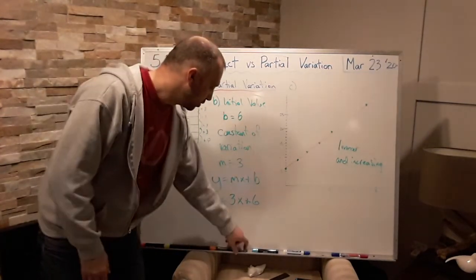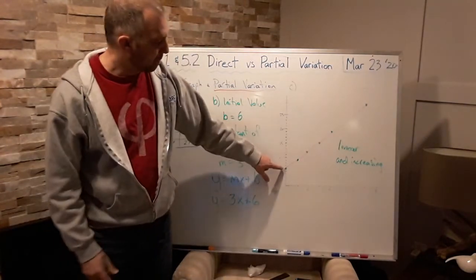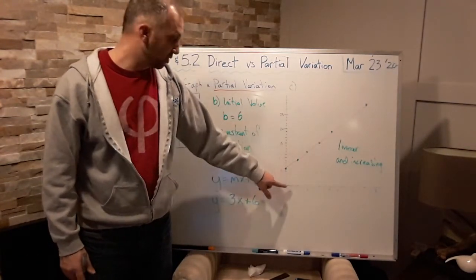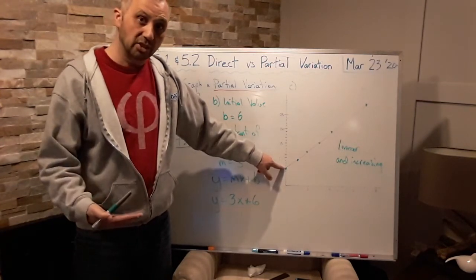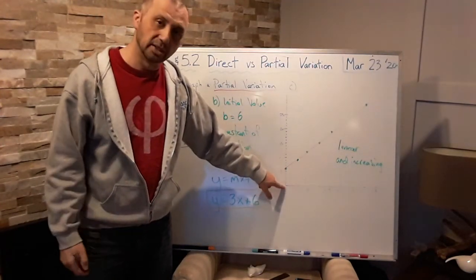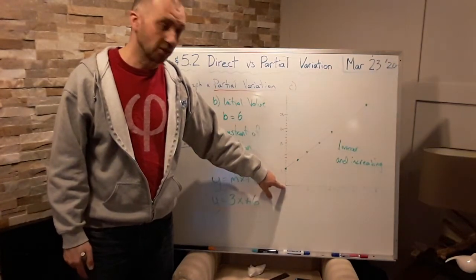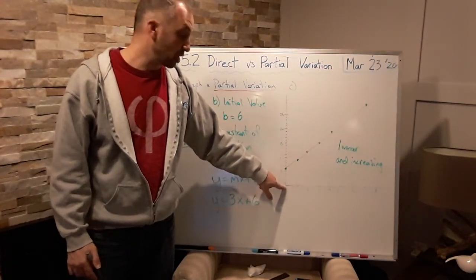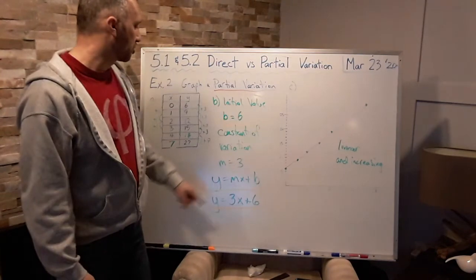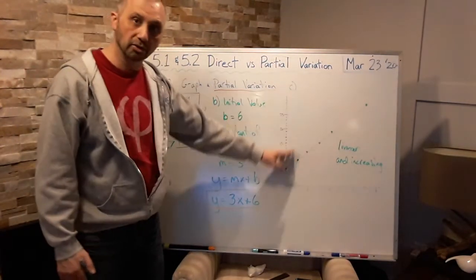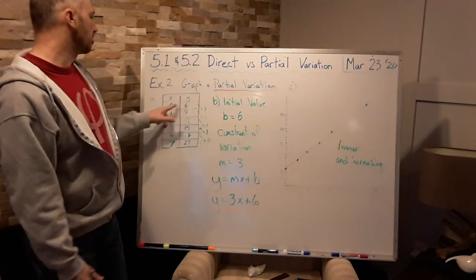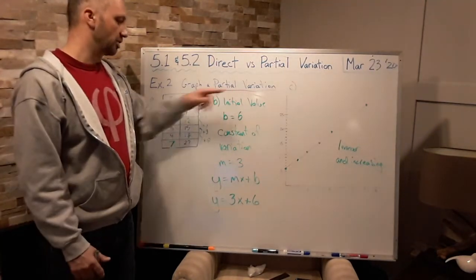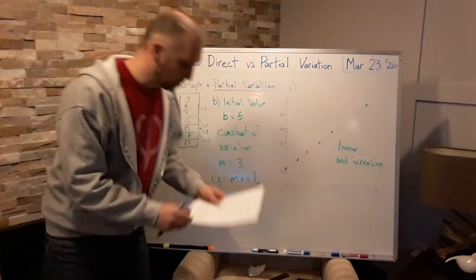On the graph, you can tell it's a partial relationship because it starts at 0, 6. You go over 0 and up 6. If it were a direct relationship, it would start down here at 0, 0. We call it the origin of the graph. A direct relationship would start there. A partial relationship will start anywhere else. The fact that we have an initial value of 6 instead of 0, 0 tells you that this is partial. Does that make sense?